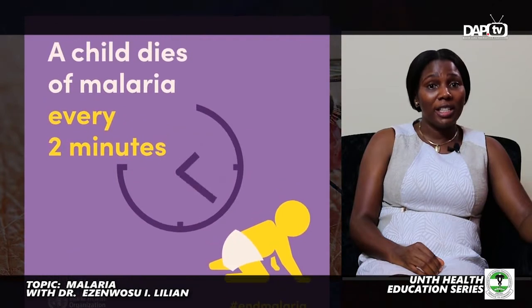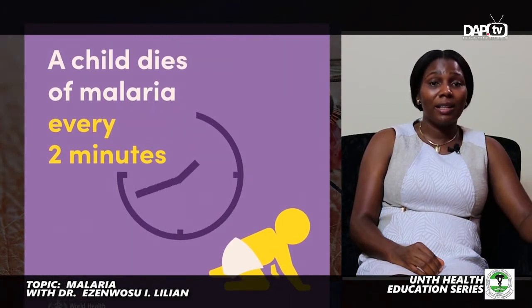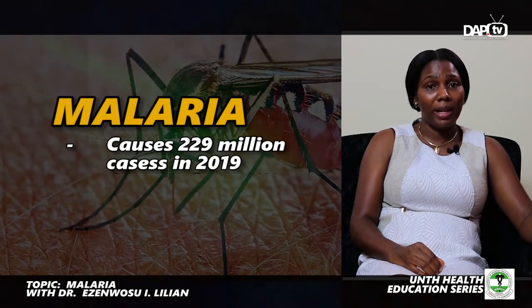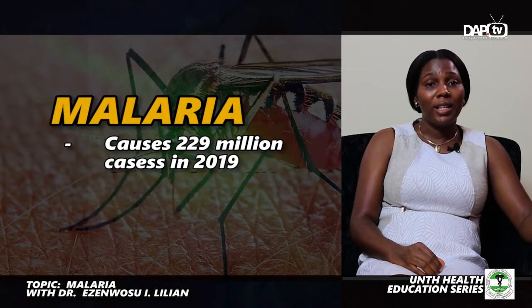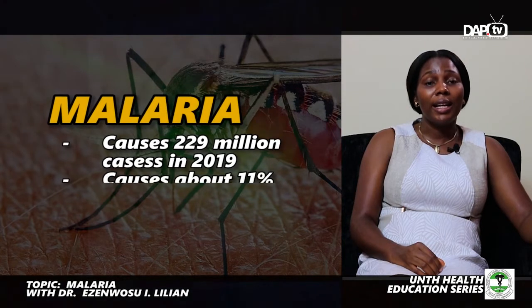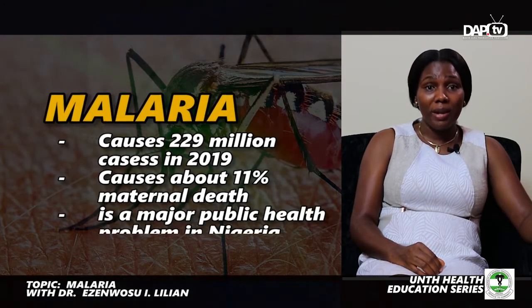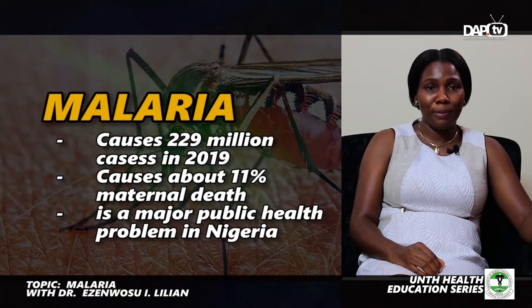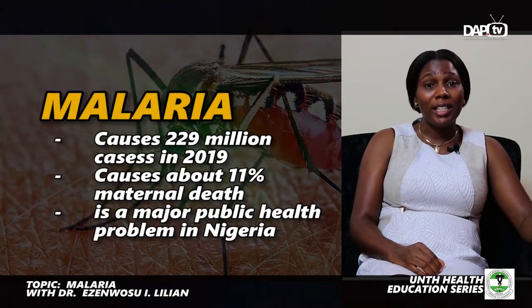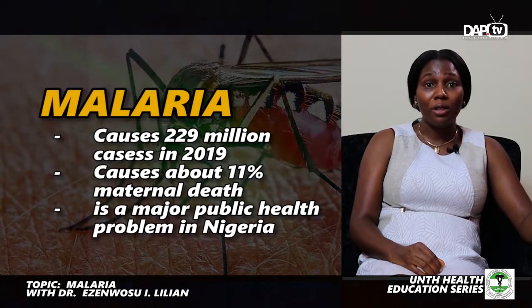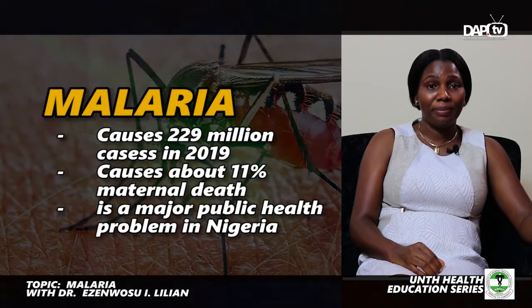World Health Organization estimated in 2019 that malaria causes about 229 million cases of malaria. And also they estimated that it causes about 11% of maternal mortality. In Nigeria, it is a major public health problem, and it accounts for major cases of deaths in Nigeria when compared to other sub-Saharan African countries.